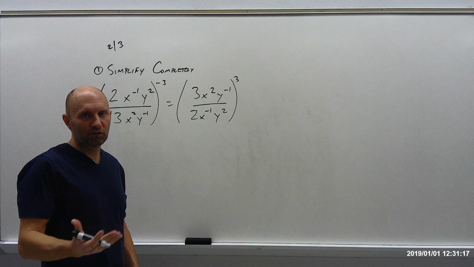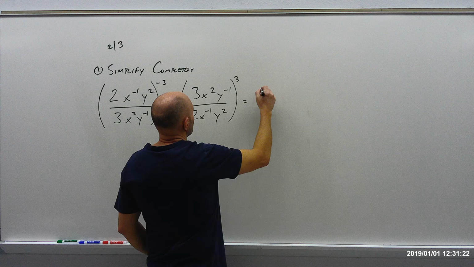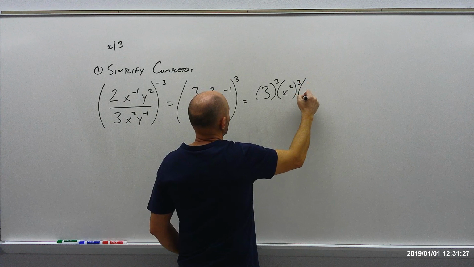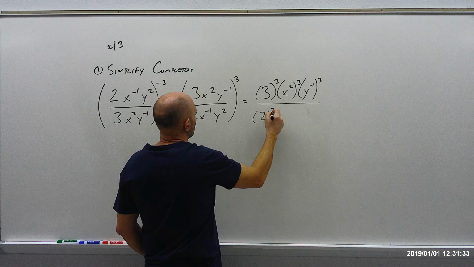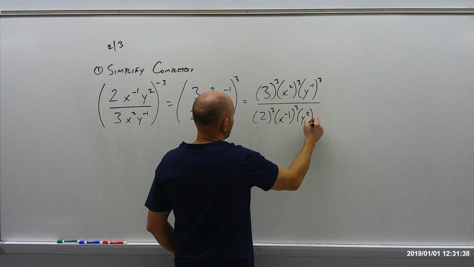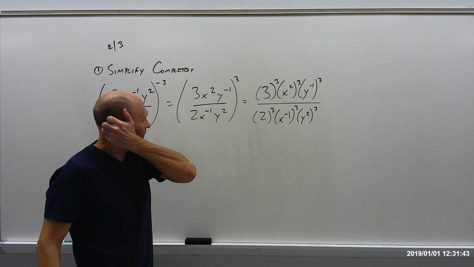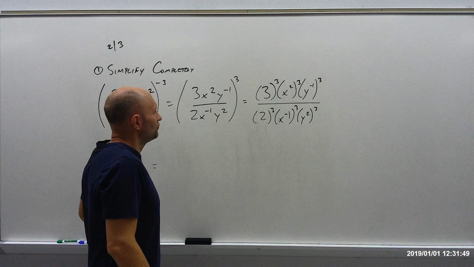So from here, bring the 3 in. So it's 3 to the third. X squared to the third. Y to the minus 1 to the third. 2 to the third. X minus 1 to the third. Y squared to the third. So maybe do this. I know we didn't do it this way much in class, but write each one out to the third power. That way it doesn't confuse you what's going on with negative signs.